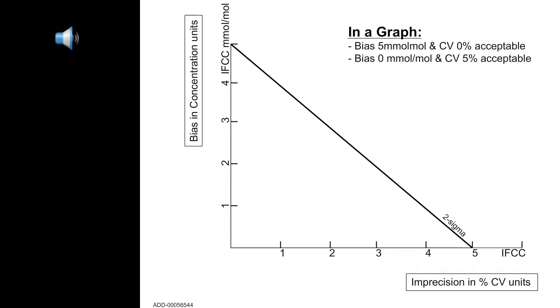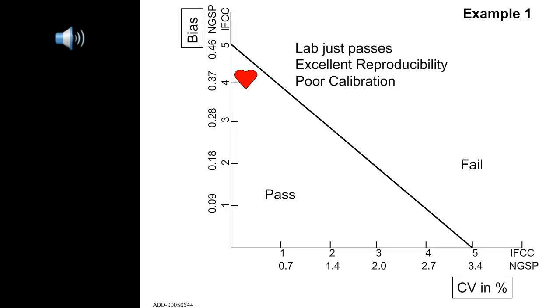When dots are within the triangle, that's your performance. So that means you are within the criteria of the IFCC. When you have a point, a dot, outside the triangle, it means that you are outside the criteria.